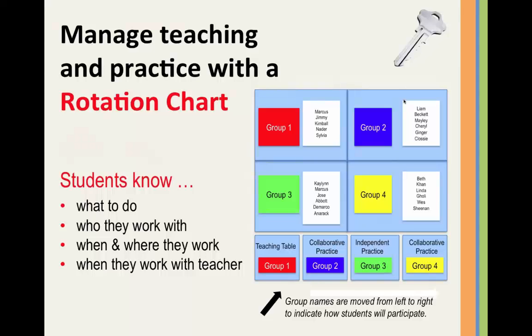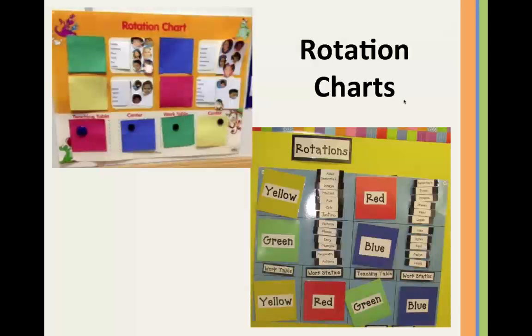So here are some rotation charts. The one on the left is obviously for young pre-K and kinder. When they can't recognize their name, we use pictures. The chart operates the same. Notice we do not call it collaborative practice because they can't say that. We call it centers, but it's the same thing.